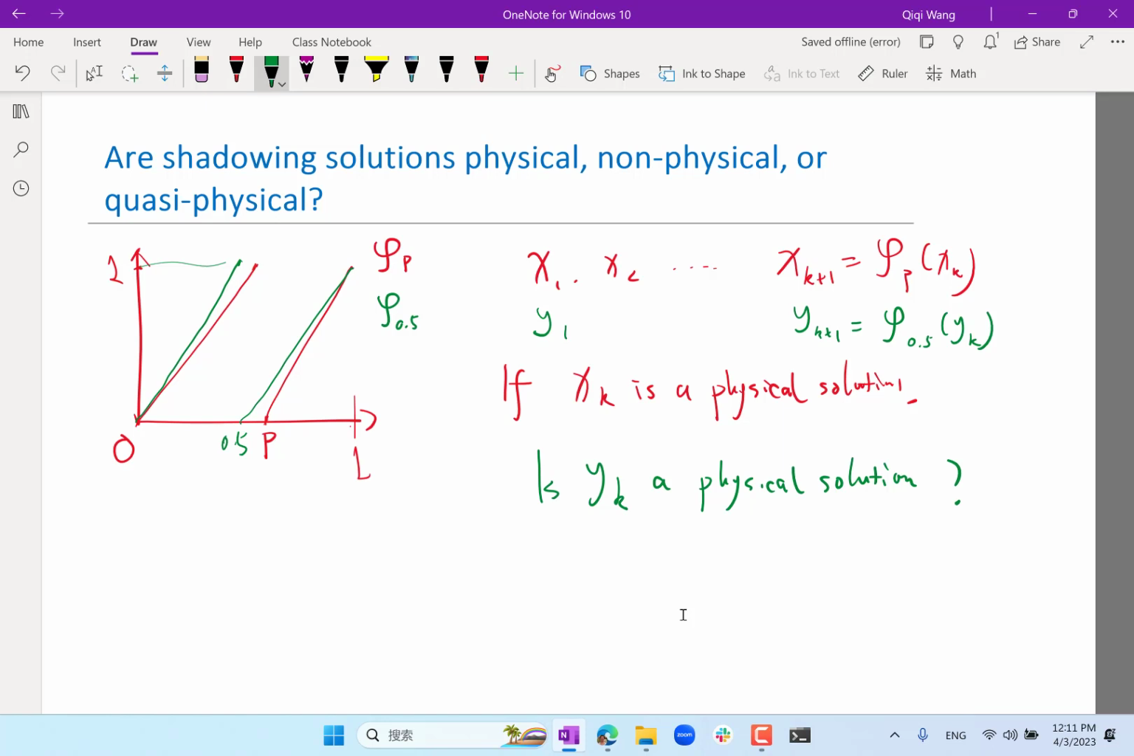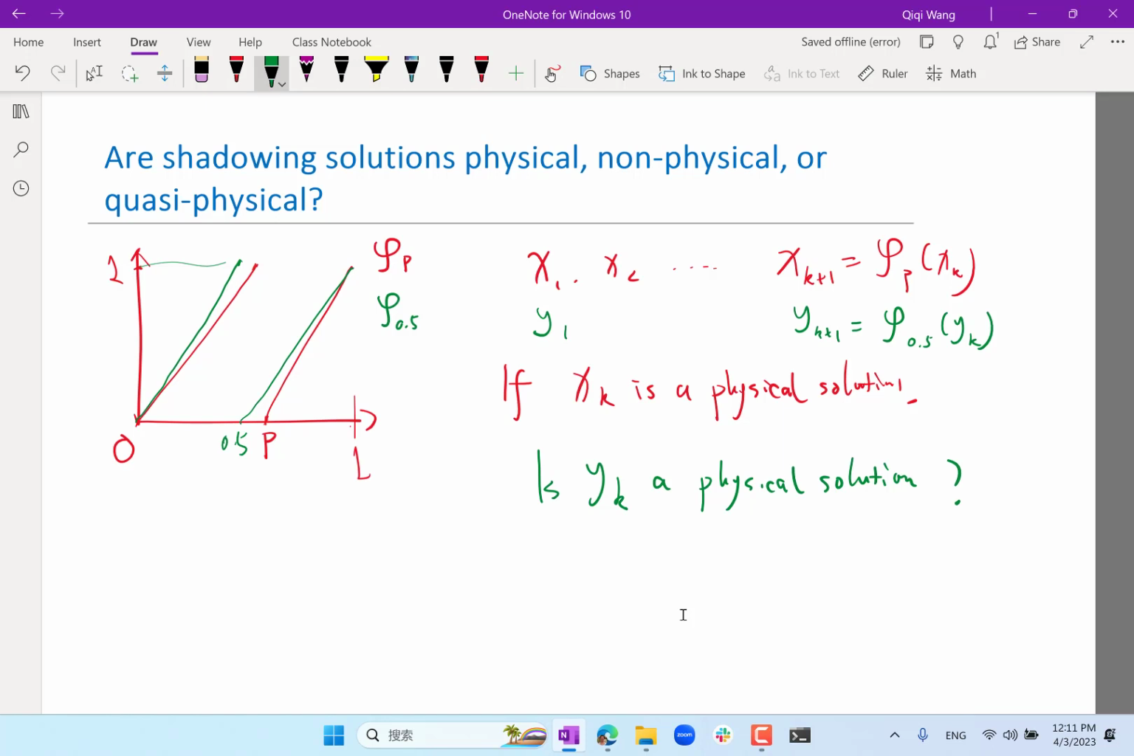And remember we derived the formula for computing y_k from x_k. We just start from the very last solution x_n and trace backwards. In this case, if we do that, we can obtain exactly what y_k is. And I'm going to write down the formula.